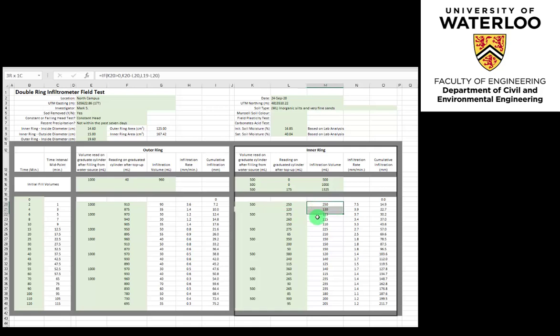This calculation sequence proceeds forward in time over each observation interval in a similar fashion. The infiltration rate in column N is determined by dividing the infiltration volumes that were just calculated in column M by the inner ring area of 167.42 centimeters squared. As 1 milliliter of water equates to 1 cubic centimeter of fluid volume, the resulting value is the per unit quantity of infiltrating water in centimeters.